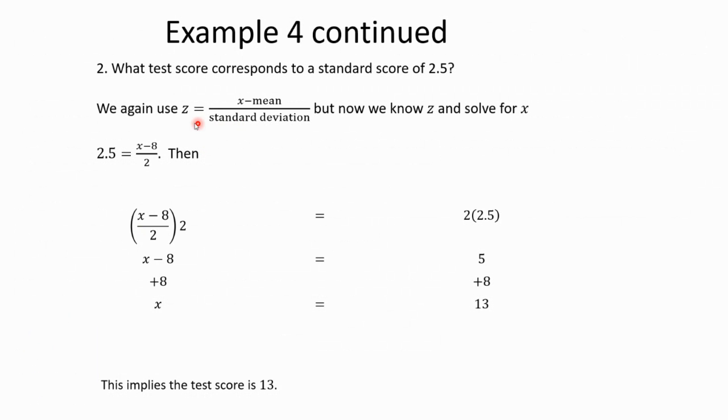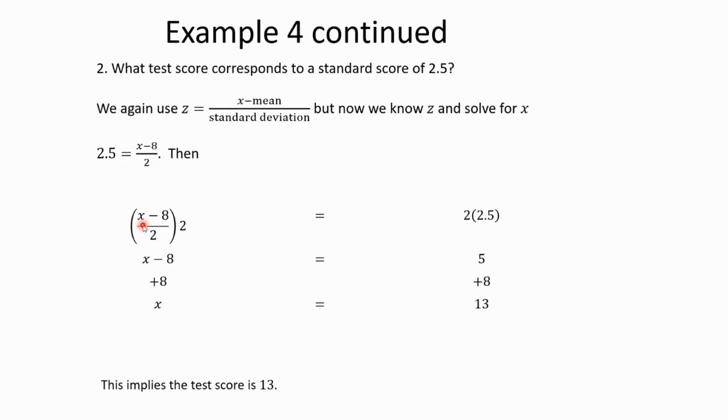Basically, here what's going to happen is we're going to replace z with our 2.5 and solve for x. That's what we're going to do. Okay, that's good. So let's do it. So we have 2.5 is x minus 8 over 2, but we want to solve for x now.